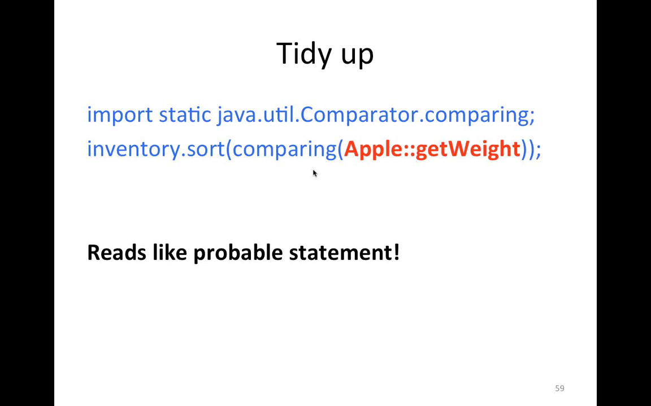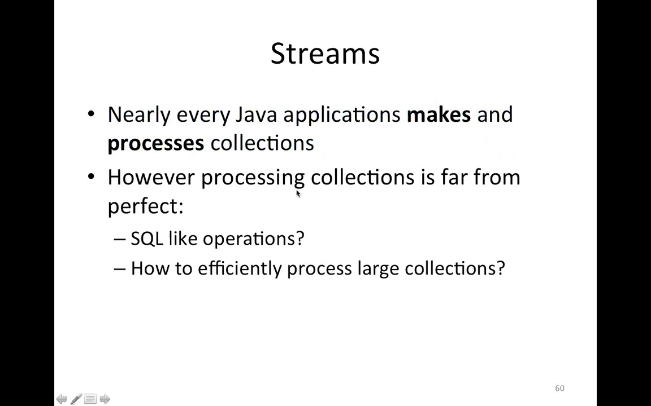So hopefully I've convinced you that Lambda expressions and method references combined with the idea of behavioral parameterization can make your code more flexible and more concise. So let's move on to the next part of the webinar, which is talking about the Streams API.